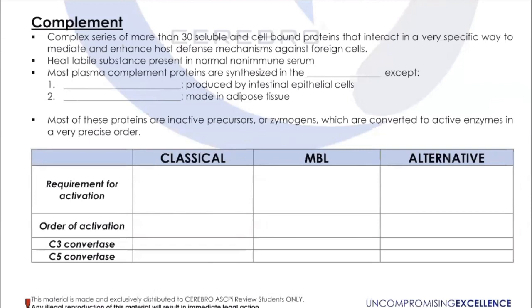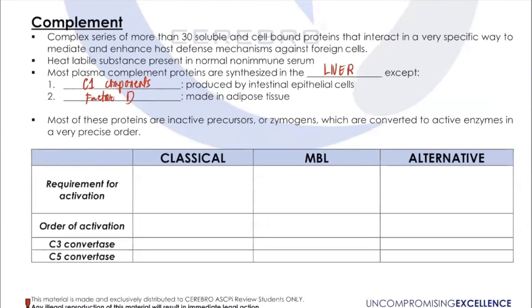And most plasma complement proteins are synthesized in the liver also. Okay? Except for the C1 components that are synthesized no in our intestines, no? Synthesized by the intestinal epithelial cells, and yung factor D, no, that is produced by the adipose tissue. Yeah. So but the rest are produced in the liver.